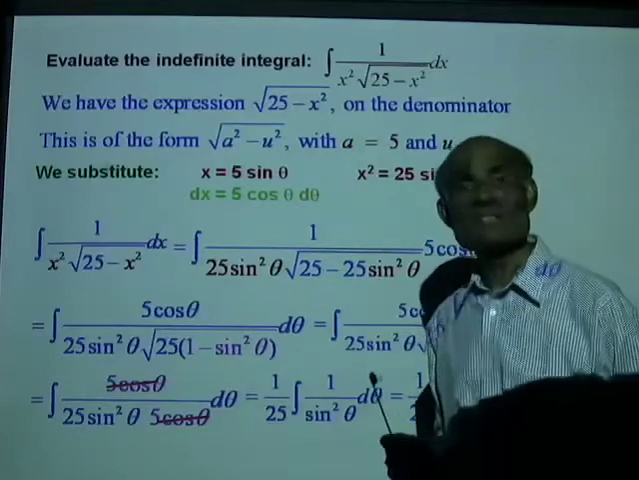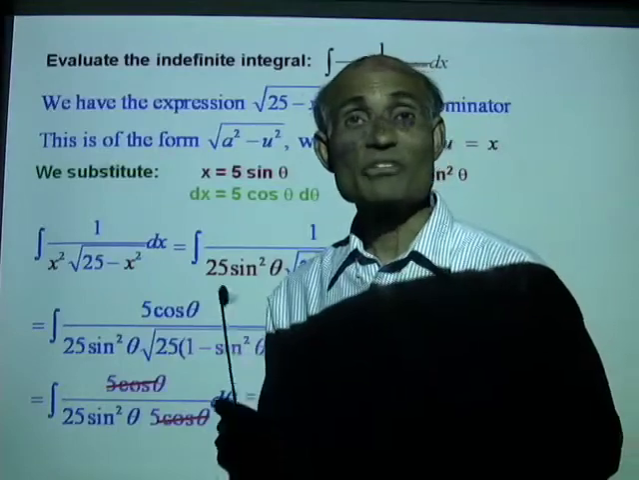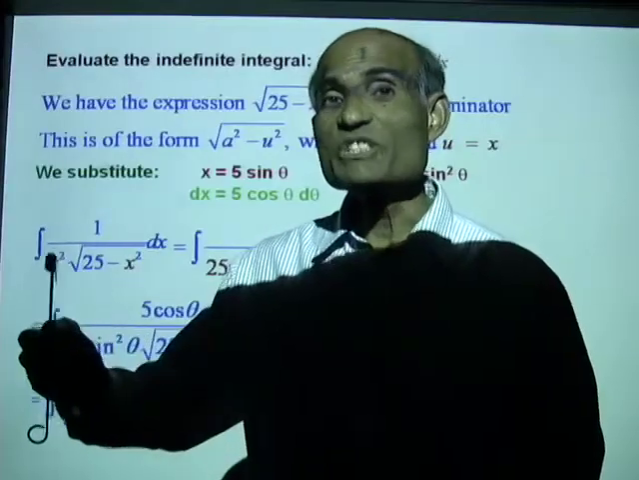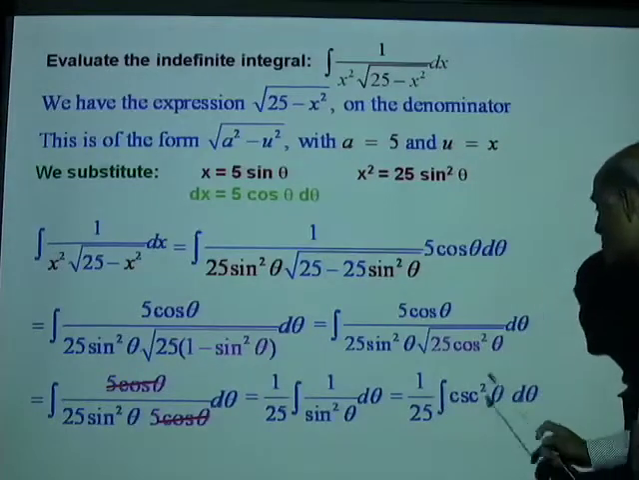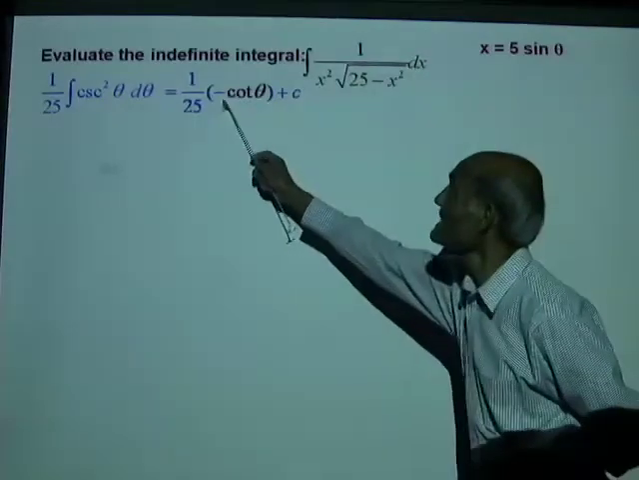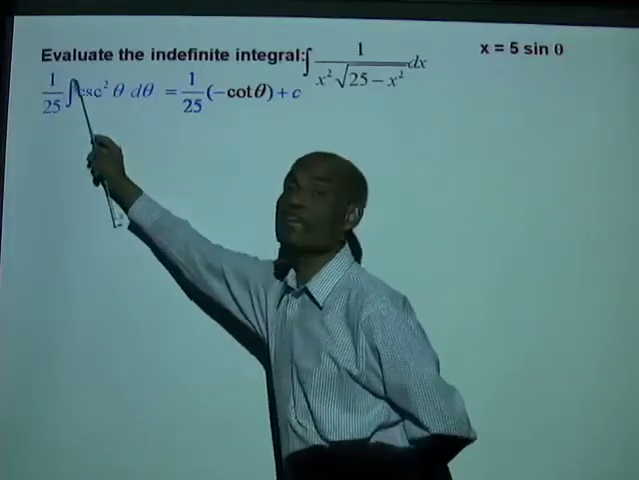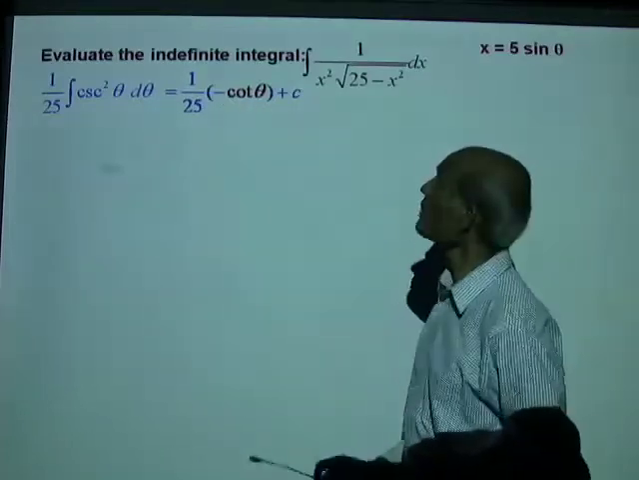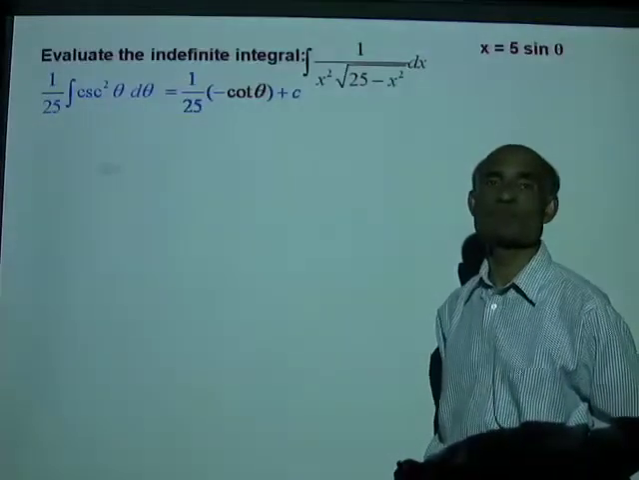Now, can you integrate cosecant squared theta d theta? Yes, the derivative of cot theta with respect to theta is negative cosecant squared theta. Therefore, the integral of cosecant squared theta d theta must be negative cot theta. So, that is 1 over 25, the integral of cosecant squared theta d theta is negative cot theta plus c. Those basic integration forms you must be very familiar with.